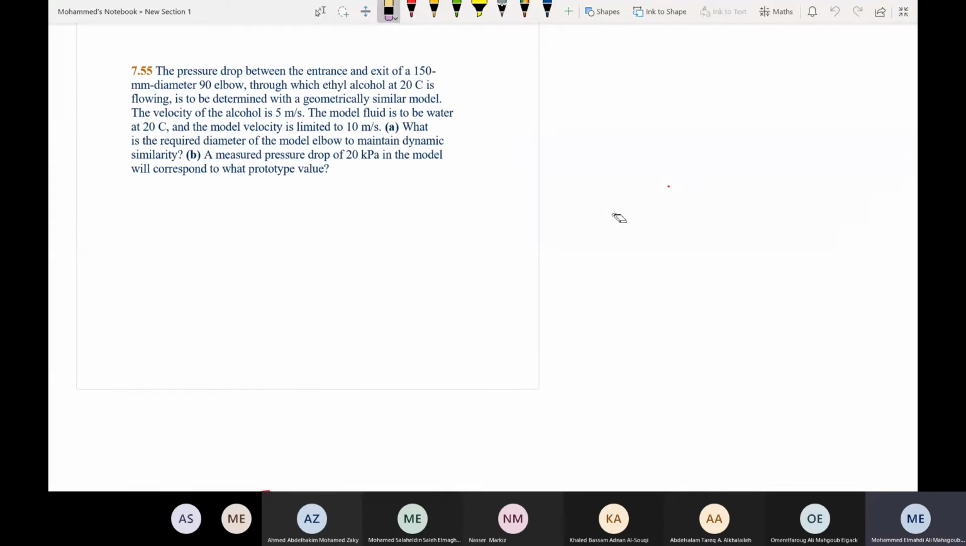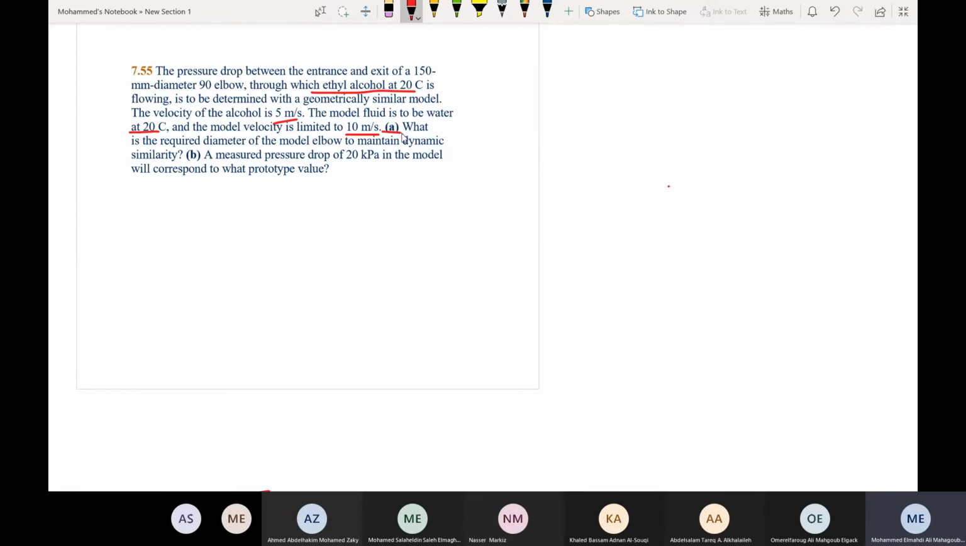Okay. The pressure drop between the exit of a 150 millimeter diameter 90 degree elbow through which ethyl alcohol is flowing is to be determined with a geometrically similar model. The velocity of the alcohol is 5 meters per second. The model fluid is to be water at 20 Celsius and the model velocity is limited to 10 meters per second. What is the required diameter of the model elbow to maintain dynamic similarity? B, a measured pressure drop of 20 kilopascals in the model will correspond to what? So the question has 2 parts.